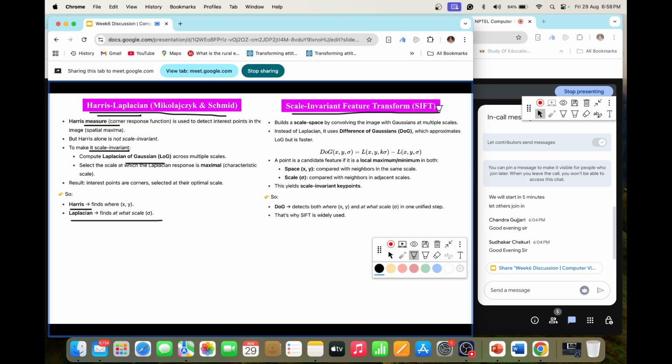Second, we have a special operator known as SIFT, that is scale invariant feature transform. Here also we apply the same scale space theory, but we apply it in one step. You can see that the DoG detects both where x and y are, and at what scale sigma, in one unified step. So what is the difference?